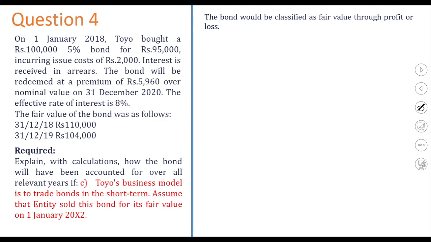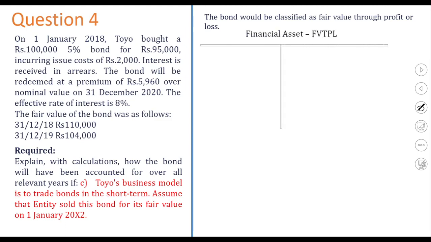Fair value, right? So what should you do with the transaction cost of 2,000? Yes, you need to transfer that to the P&L. You have to recognize it in the P&L, and subsequently measure how? Using the fair value, with differences recognized in P&L. Good, so this is how you recognize it.